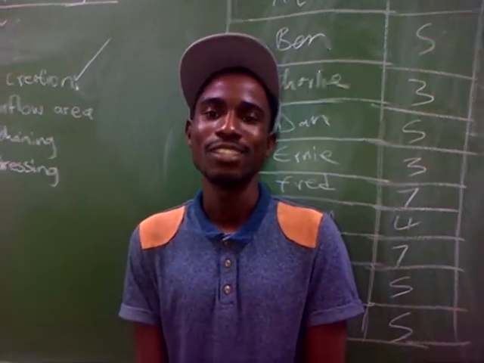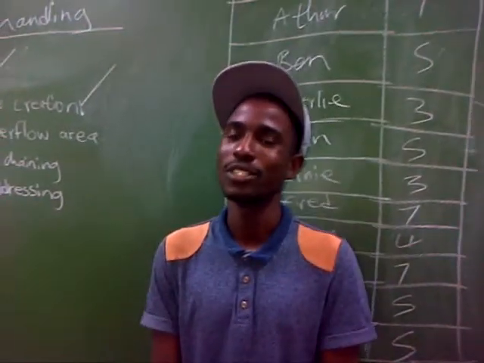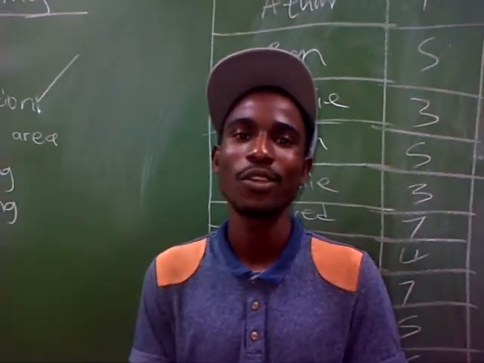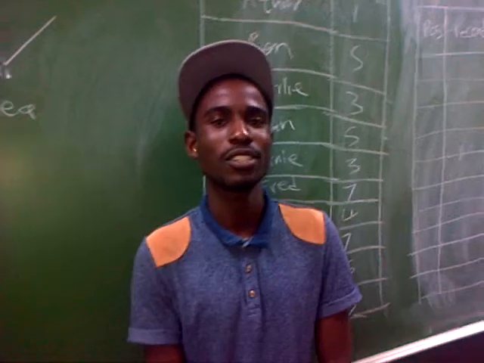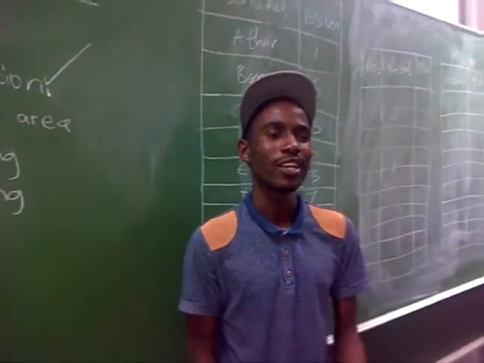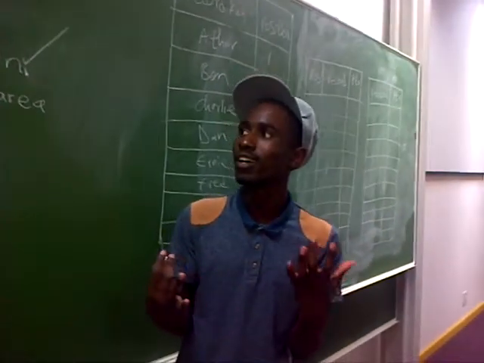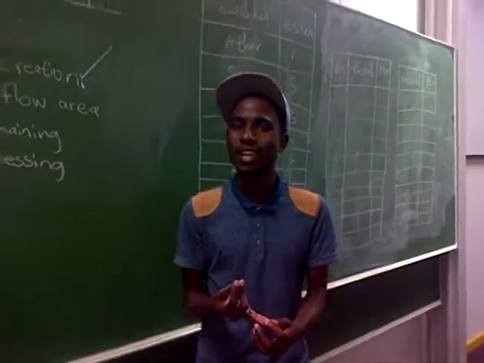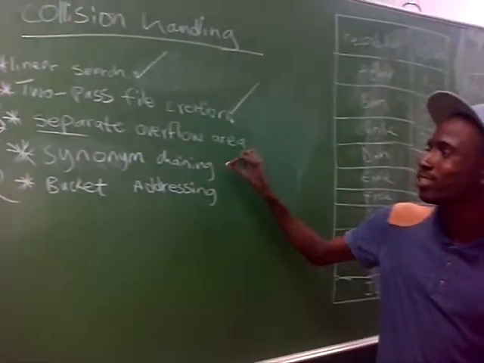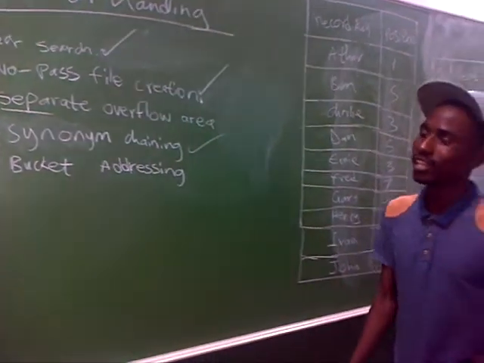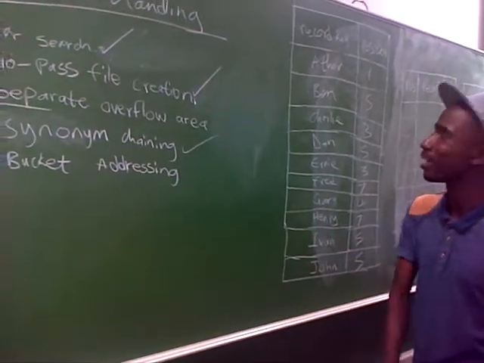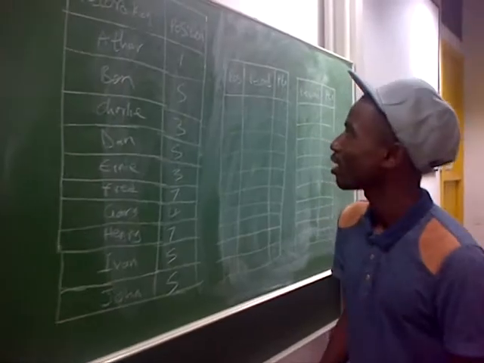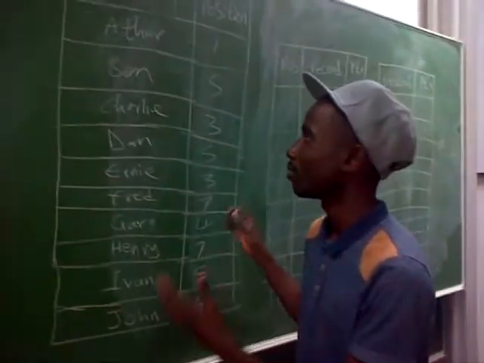My name is Basic. I'm still going to continue on collision handling, which me and my friends did some examples of. We did linear, we did two-pass file creation, we did the separate overflow. Right now I'll continue with the synonym chaining, and then one of my friends will finish with the bucket addressing. So right now I've got a different example.